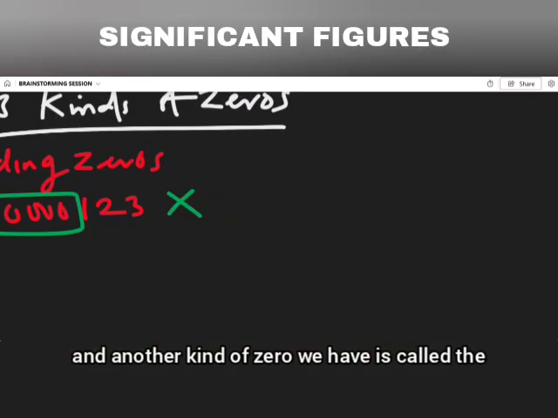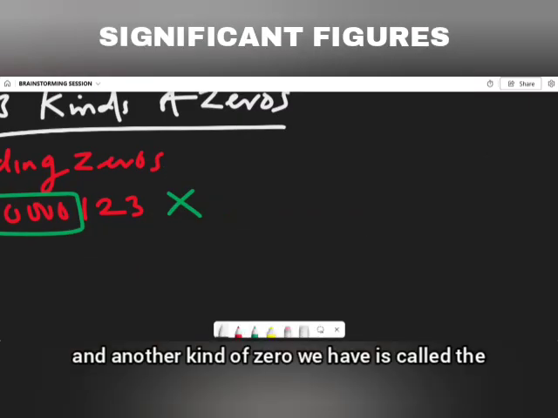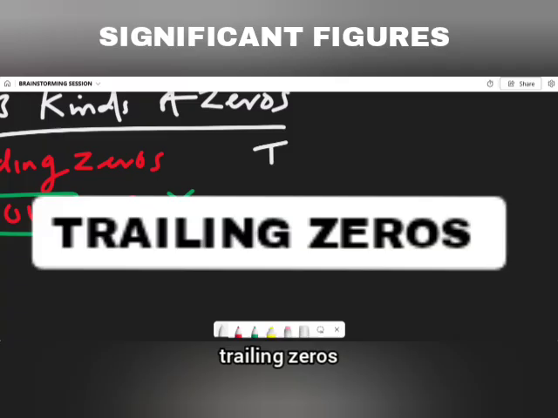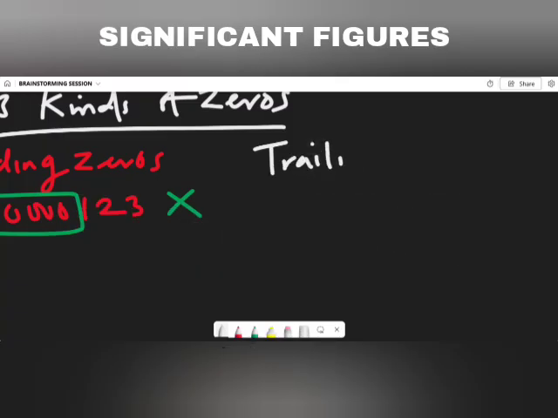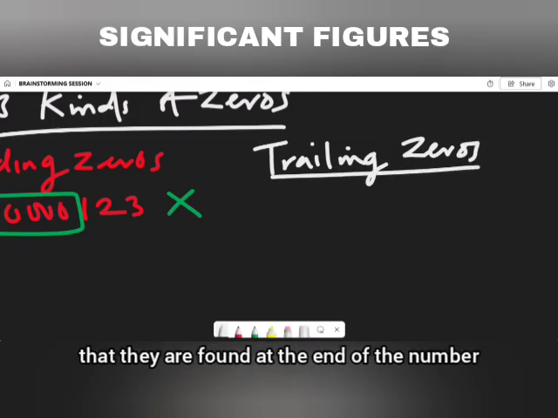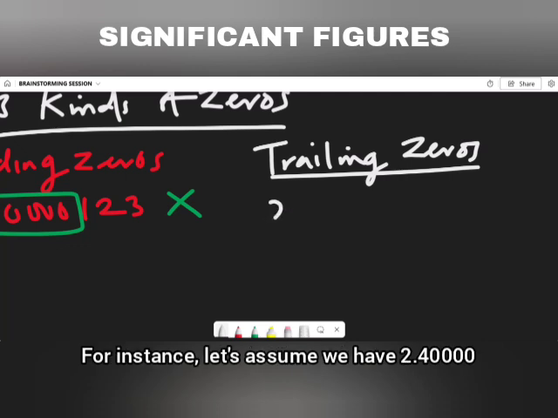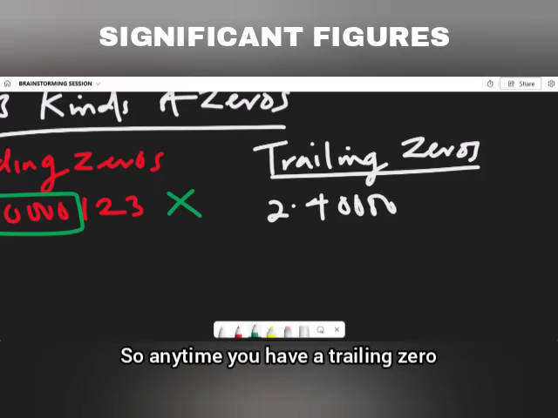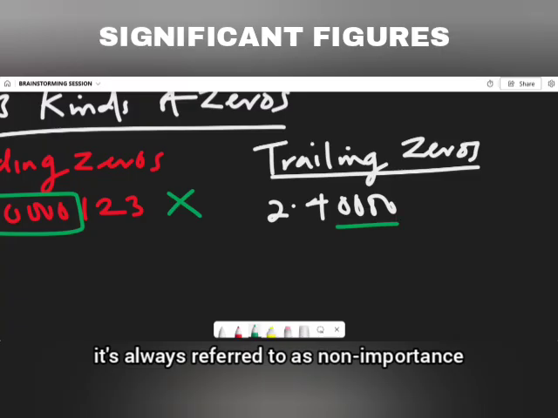And the other kind of zero we have is called the trailing zeros. These are the kind of zeros found at the end of the numbers. For instance, let us say we have 2.40000. Anytime you have a trailing zero, it's always referred to as not important.